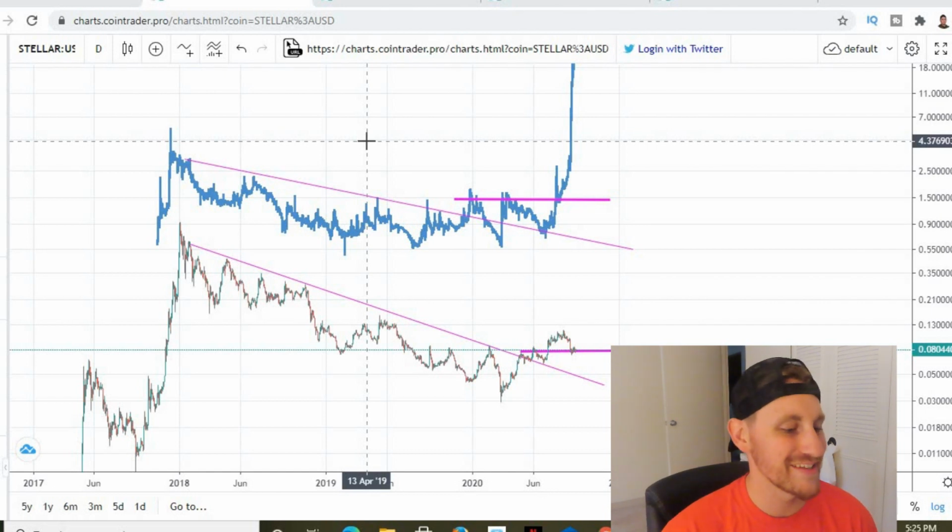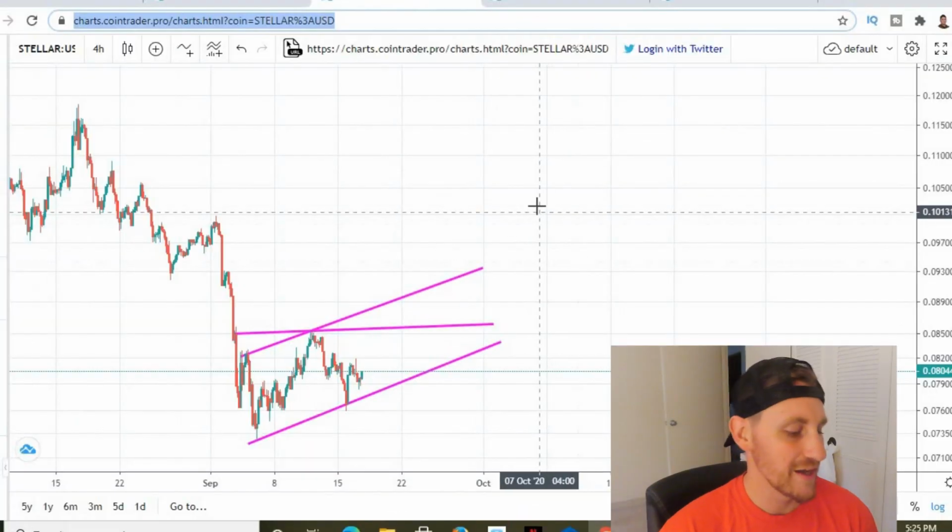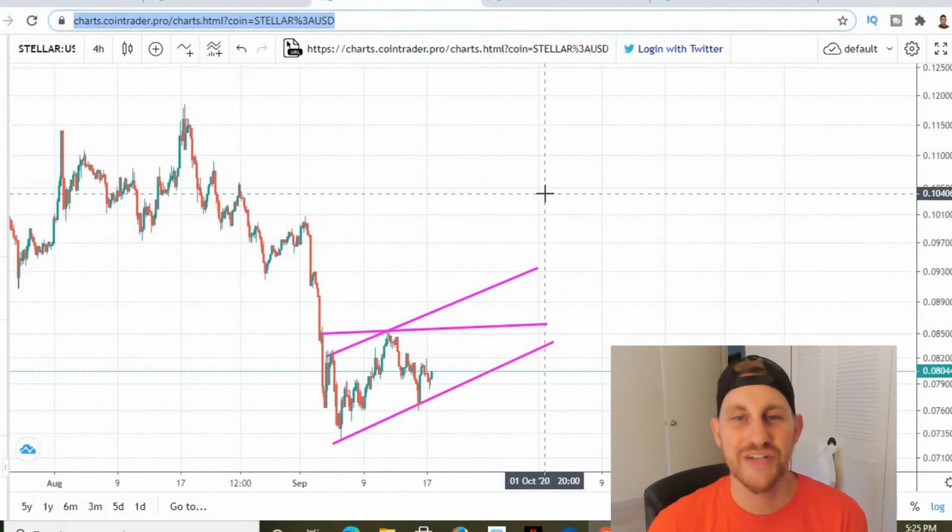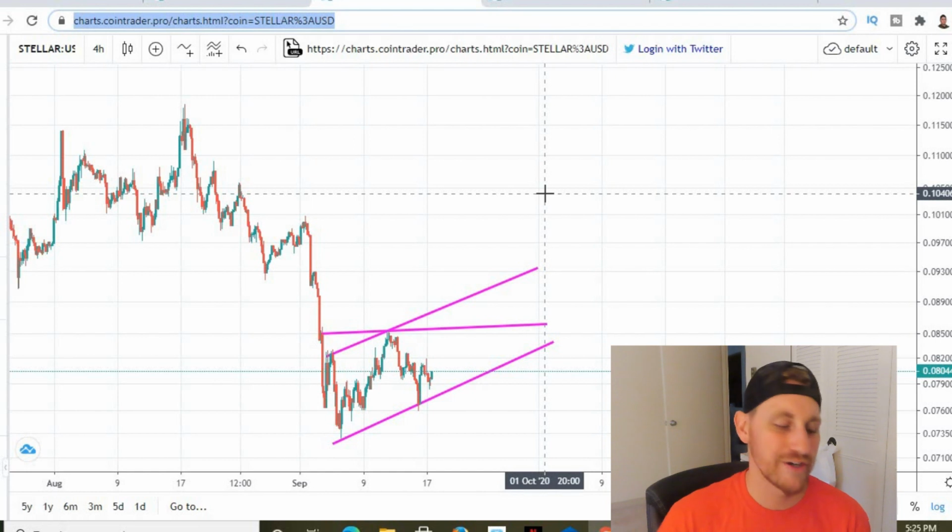So we're going to jump into the next chart I want to look at for Stellar, and that is just the shorter term time frame, just to give you guys a look at what I'm looking at here. Now we have a possible bullish pattern and a possible bearish pattern playing out. There are two possible patterns.